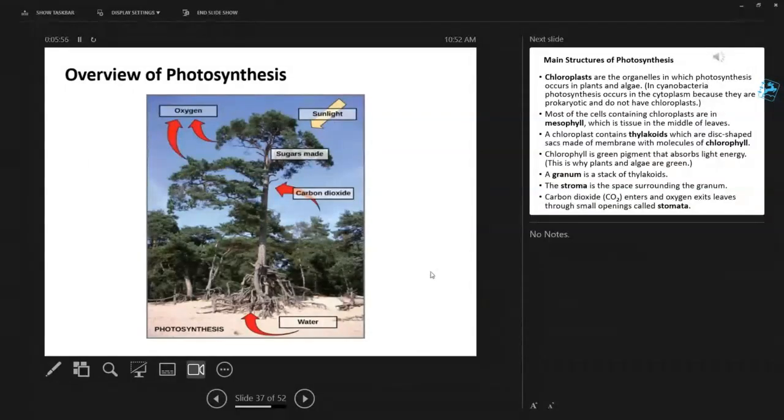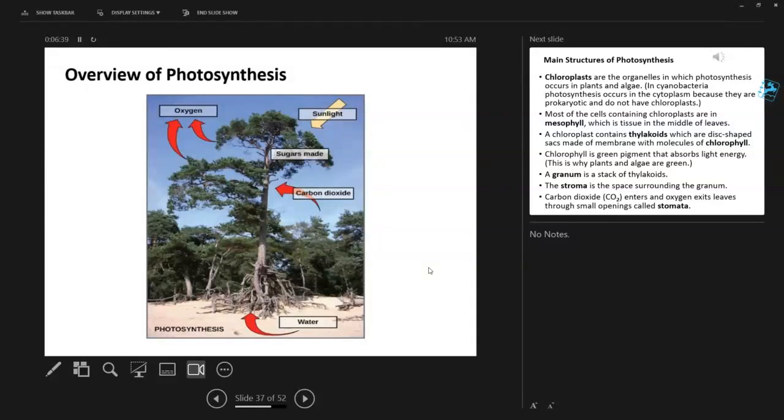Here's a graphic of a tree, which is photosynthetic, taking carbon dioxide from the air and water from the soil, which comes in through the roots and moves all the way up through the trunk of the tree, out the branches, to the leaves, where it's used for photosynthesis. It requires sunlight, oxygen is released, and sugars and other organic compounds are made. Those organic compounds become the molecules that make up the tree, and they are also used by the tree for food.